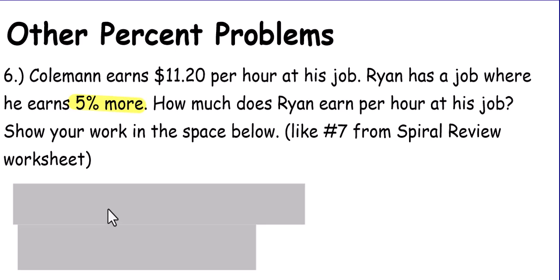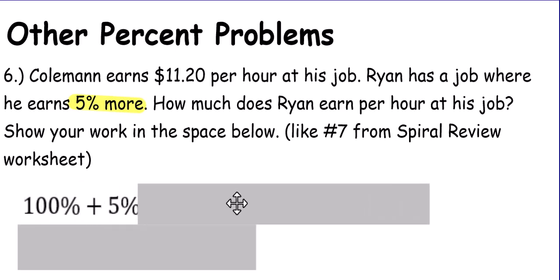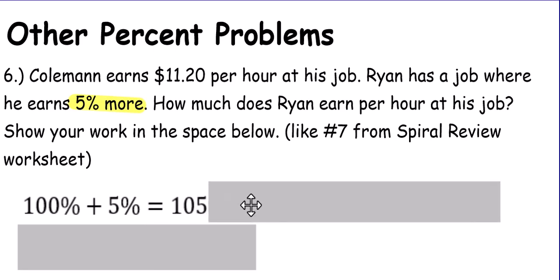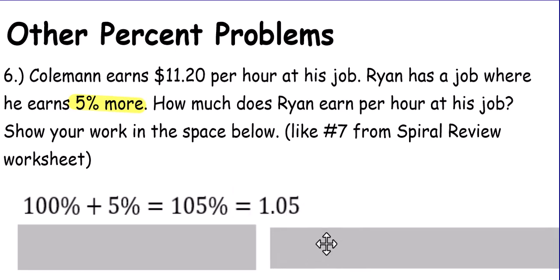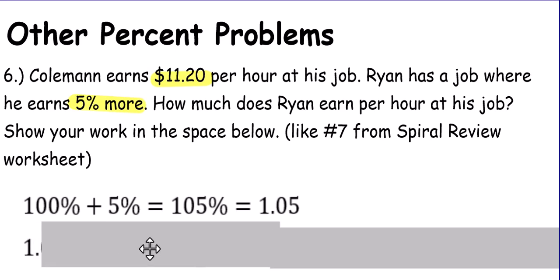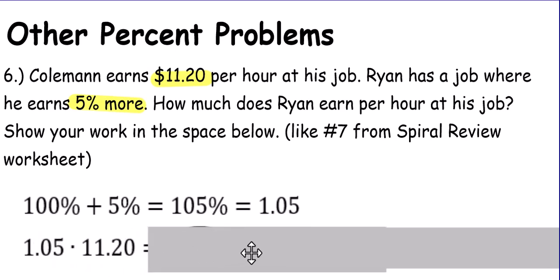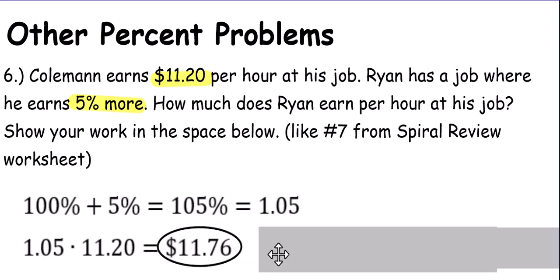We didn't have that on the spiral review, but we can think of it in a similar way. So 5% more, I recommend doing 100% plus 5%. 100% being the amount that Coleman earns, plus 5% since Ryan earns 5% more. 100% plus 5% is 105%. As a decimal, that will be 1.05. So what we want to do is take that 1.05 and multiply it by the amount that Coleman earns per hour. So 1.05 times $11.20 will get us an amount of $11.76. So what this means is that Ryan will earn $11.76 per hour at his job.